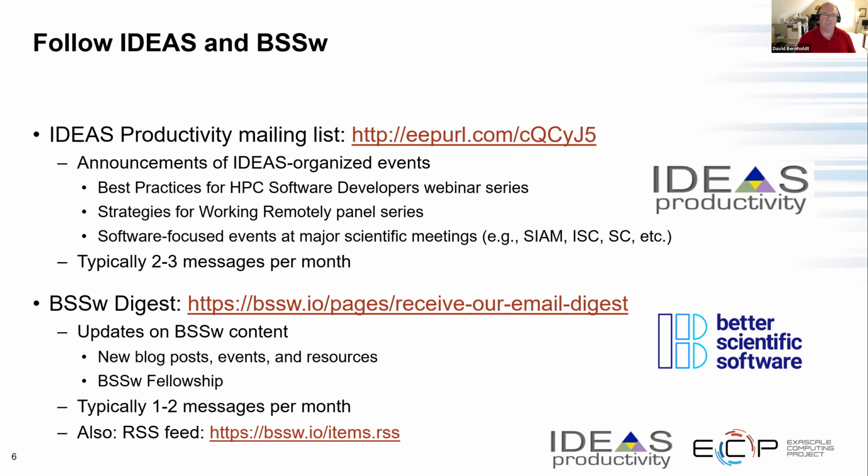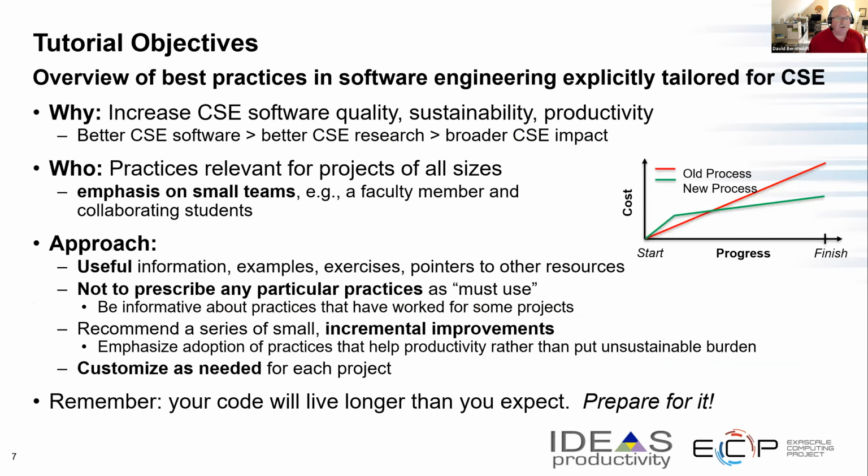We highlight new resources. So the overall objective of this tutorial is to help present some best practices in software engineering with an explicit focus on computational science and engineering, with the clear, obvious goal of increasing software quality in computational science and engineering, and also the sustainability and productivity that comes from it.